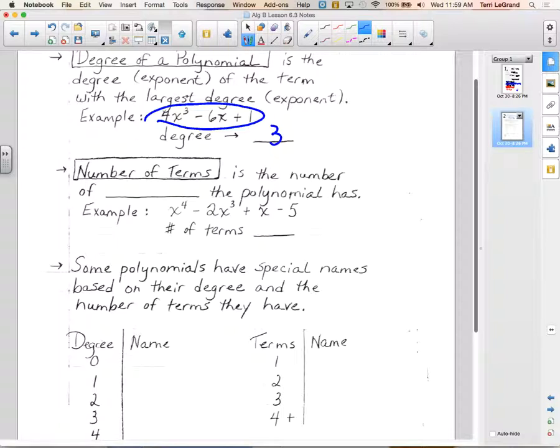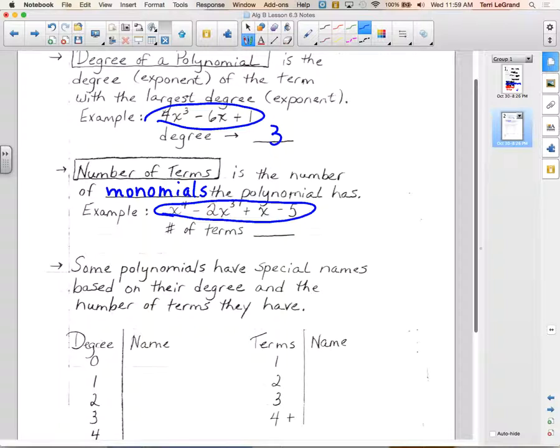Now let's talk about the number of terms. I've been kind of using them interchangeably already. The number of terms is the number of monomials the polynomial is made up of. So monomials added or subtracted in a polynomial are also called terms. So here's another polynomial that I have here: x to the fourth, subtract 2x cubed plus x minus 5. First of all, answer this question for me. Is that in standard form?